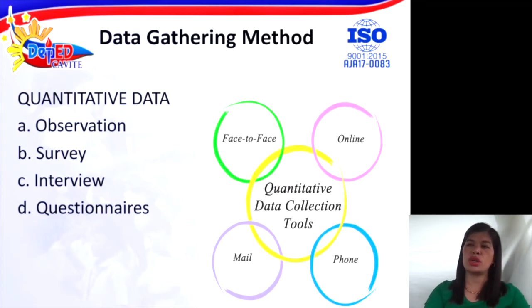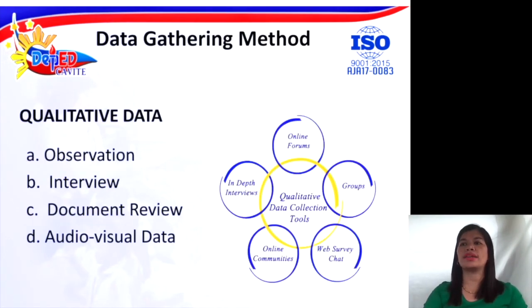And the tools that we're going to use to collect the quantitative data are face-to-face. We can use also online. We can use mail, email, or through phone. So these are the tools that can be used in gathering data quantitatively. And the last is the qualitative data.